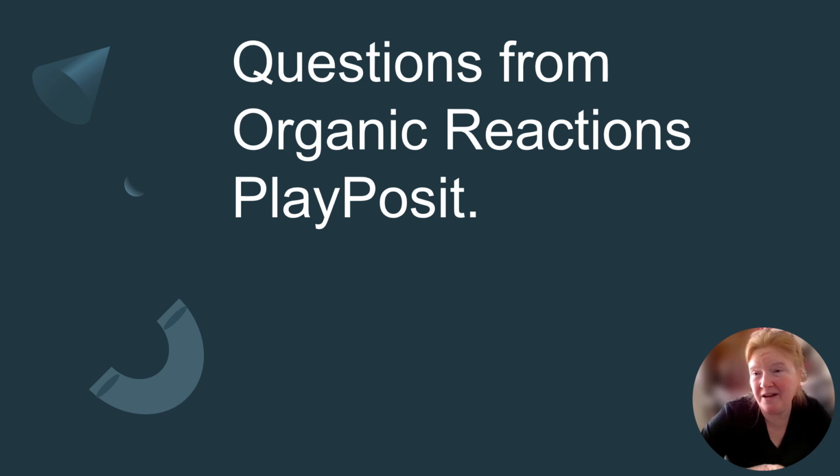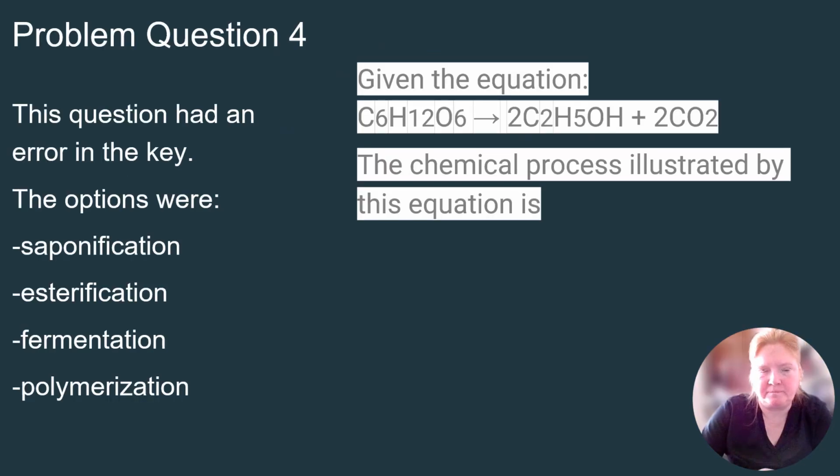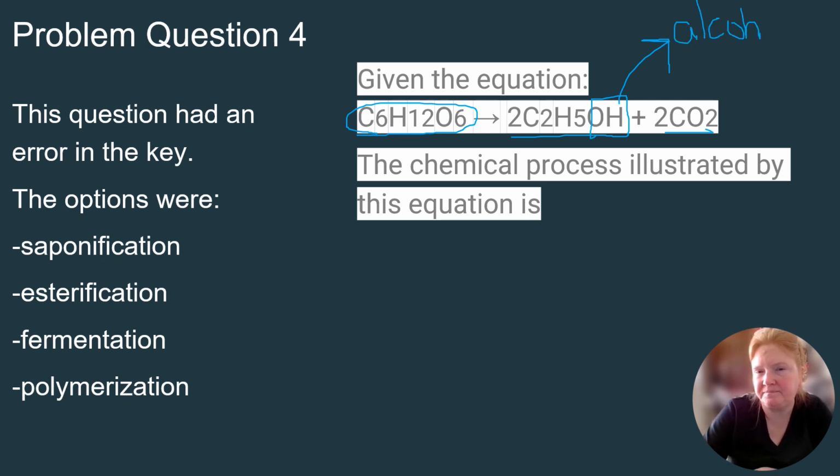All right, now we had a few organic reactions questions I want to go over. All right, so this question is important because it had an error in the key, so I want to make sure I address this. So it says, given this reaction where I have this compound, organic because it contains carbon and hydrogen, and then on this side I have this with that plus this. So this OH, when I've got carbons and hydrogens with it, is an alcohol plus CO2. So what is that?